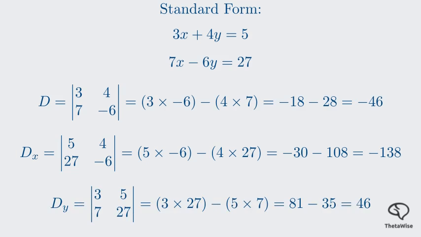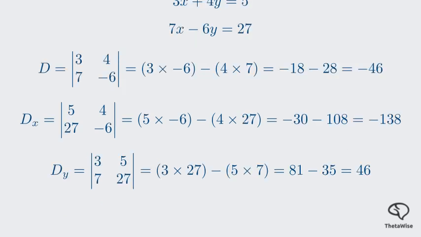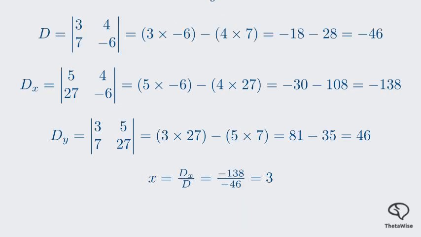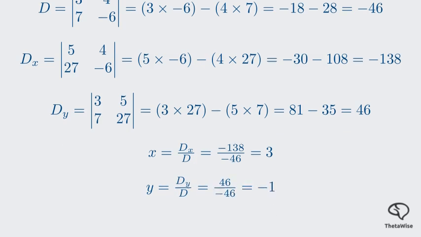Now the solutions. X is negative 138 over negative 46, which is 3. Y is 46 over negative 46, which is negative 1. This matches the memo as well.